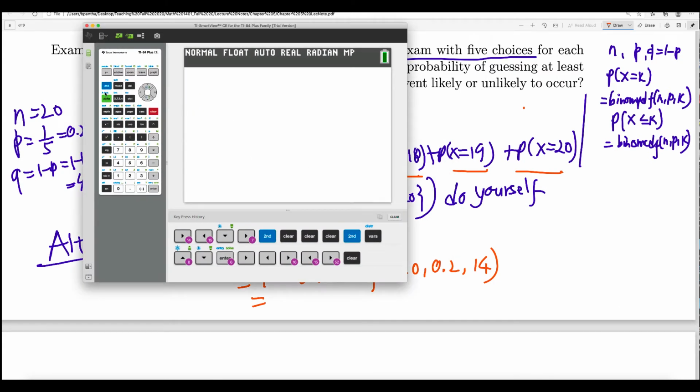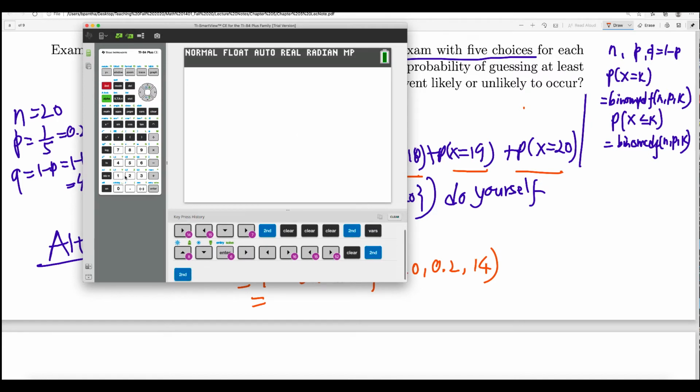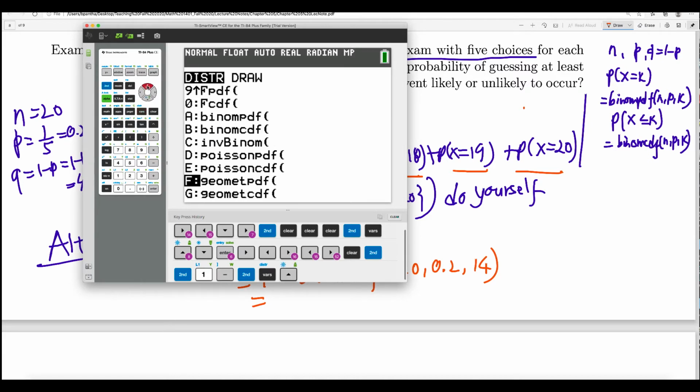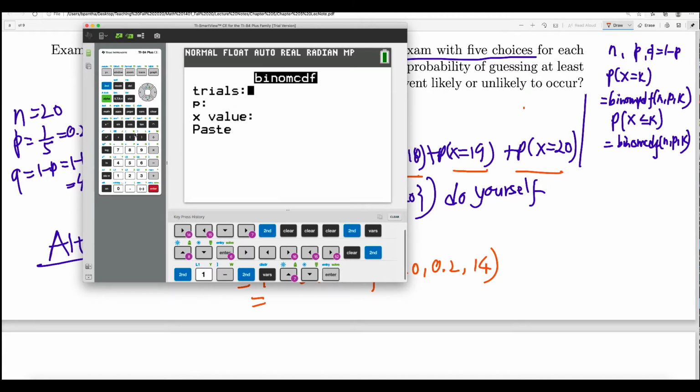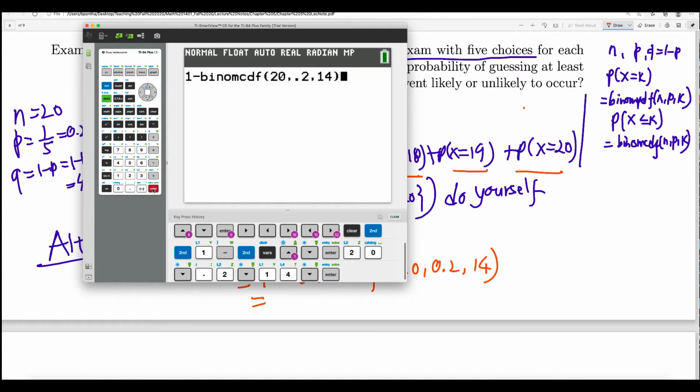Let me do the 1 minus first. So 1 minus, and then go to the second, vars, and binom PDF, right? Sorry, binom CDF, because it is less or equals to. So binom CDF, hit enter. What is the number of trials? It is 20, right? You don't need a comma. For TI-83 you need a comma. P is 0.2, right? And then X value is 14. And then hit enter. So this is what you are trying to find out.